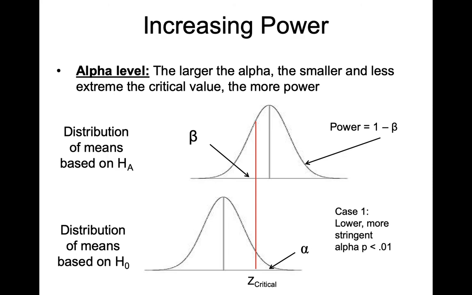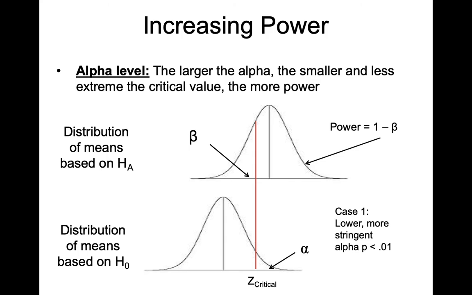So in the first case, what we have here is a lower, more stringent alpha level. Our convention is to have an alpha level of 0.05. Here we've lowered the alpha level to 0.01. 0.01 is less than 0.05. We've lowered it. What that does, though, is raise the critical value.